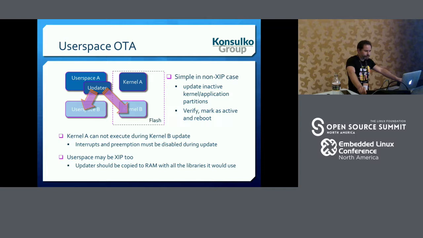But in case we're dealing with XIP, as you can see in the picture, both kernels are going to be located in flash. So kernel A cannot execute during the kernel B update, even though kernel B is itself inactive. So you have to disable interrupts and preemption during every single flash write, and it's going to cause significant interruptions of service. And if we're dealing with a user space that's also XIP, then we cannot execute directly from flash using the updater either. So both the updater and all the libraries that it uses should be copied to RAM before we can start the update. And this makes the whole thing quite a bit more complicated.